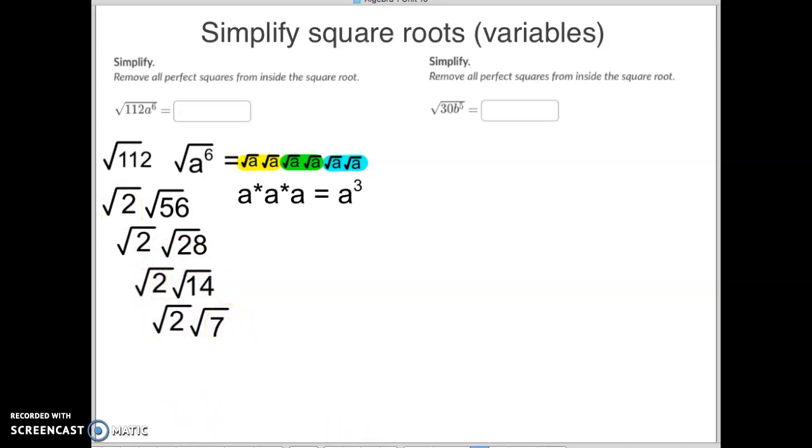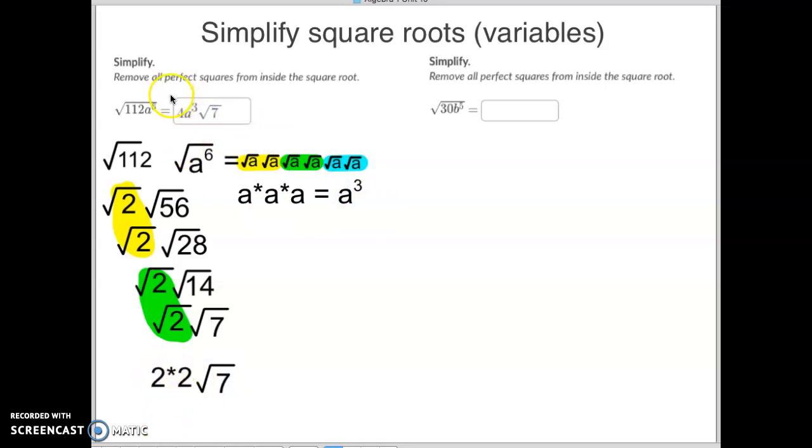So now I just look at it. I know that it takes 2 of these to make a real 2, so there's one real 2. It takes 2 more of these to make another real 2. So I have a yellow 2, a green 2, and the only thing that's left over is the square root of 7. So basically I have the yellow 2 times the green 2, and the square root of 7 left over.